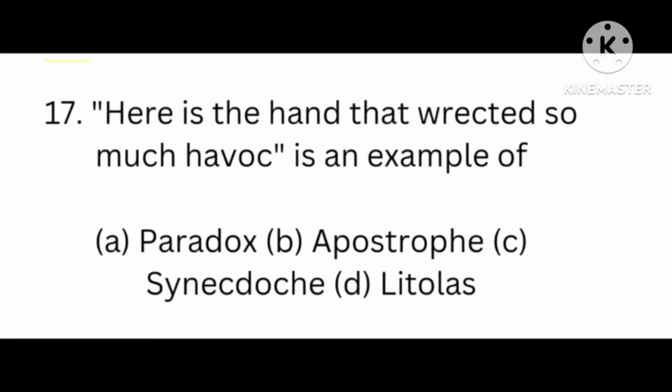The next question is question number 17. The question is, here is the hand that wreaked so much havoc is an example of dash. In the options we have option A, paradox. Option B, apostrophe. Option C, synecdoche. Option D, litotes. Let us explain the meaning of the items in the options.